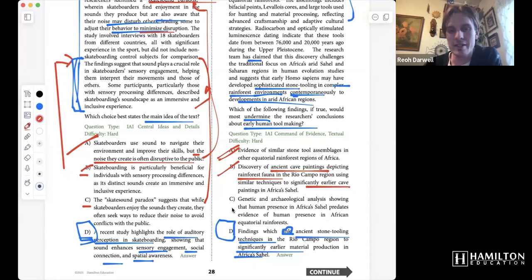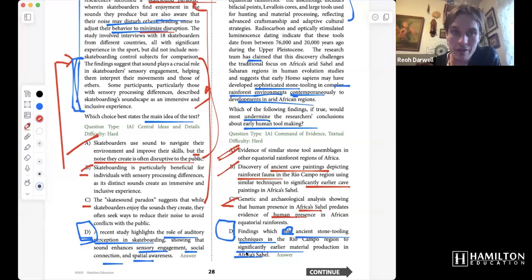And then finally, C, human presence in the Sahel, which is arid, predating human presence in the equatorial rainforests, is irrelevant here ultimately because we don't know if that human presence, which predated the people living in the rainforest, included tool making, right? Maybe people lived in the Sahel for hundreds of thousands of years before they moved into the rainforest. But it was only when they got to the rainforest that they started making stone tools. That presupposition isn't omitted by answer choice C.